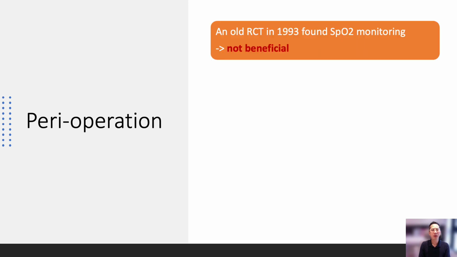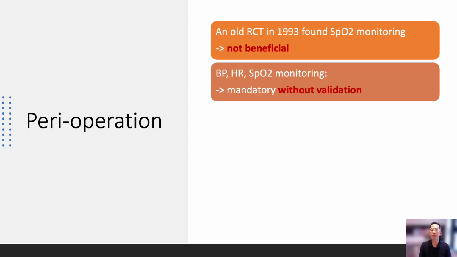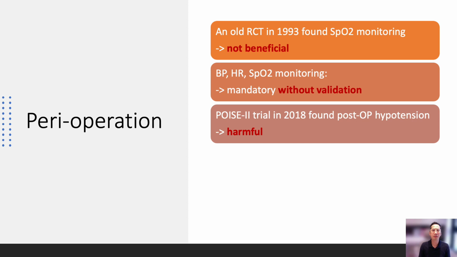So, in a very old study published in 1993, they used SpO2 monitoring in the operating room, and they found it's not beneficial. Although the experimental arm had more episodes found, it did not influence the outcome. So most of the studies concluded that the current monitoring is mandatory without any validation, especially in the OR.